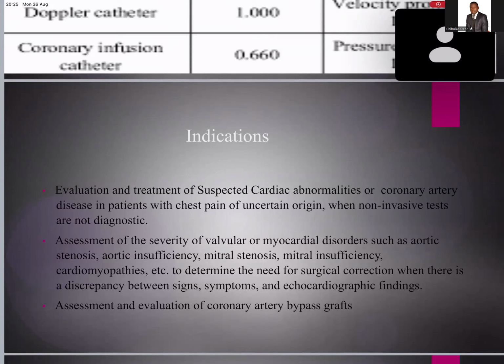However, I think because I wouldn't want to jump out with the talk of slides, I've decided to compare the indications as follows. We have said that essentially left heart catheterization is a measure to investigate the coronary arteries and then to look at the left heart chambers, most importantly. And then the indications which have been summarized include, as listed here. First, you have evaluation and treatment of suspected cardiac abnormalities or coronary artery disease in patients with chest pain of uncertain origin, especially when non-invasive tests are not diagnostic.